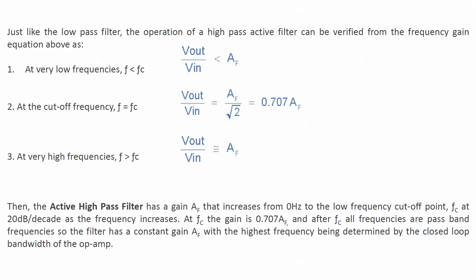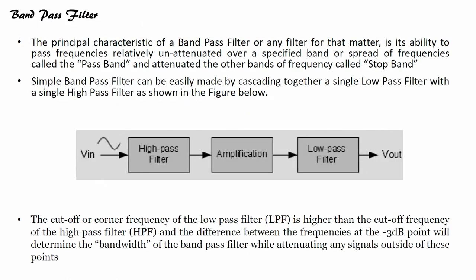One more thing is that the active high pass filter has a gain AF that increases from 0 hertz to the low cutoff frequency, Fc, at 20 dB per decade as the frequency increases. At f equals Fc, the gain is 0.707 of AF, and when f is greater than Fc, the gain is equal to AF.